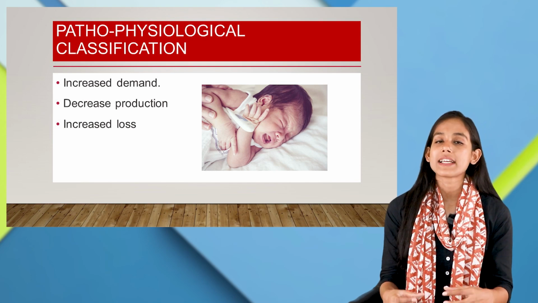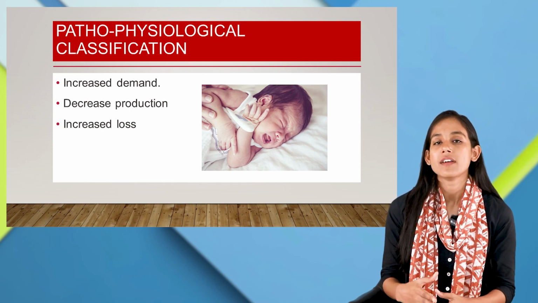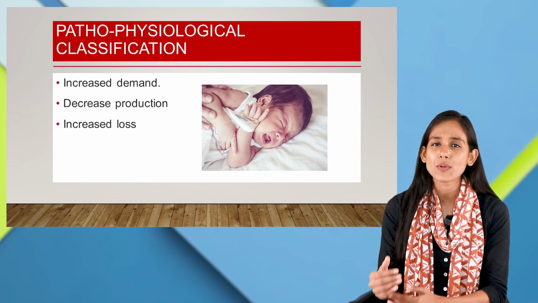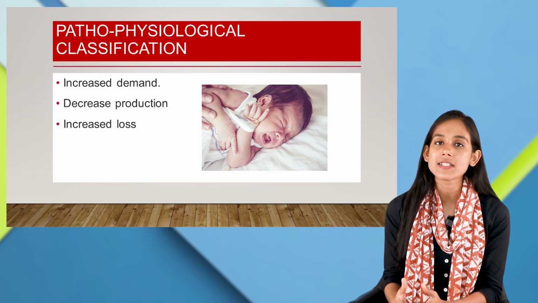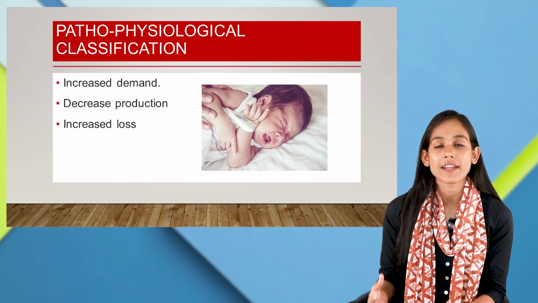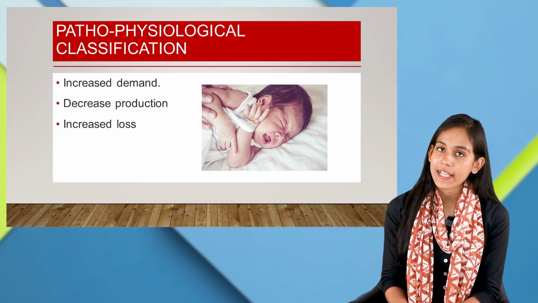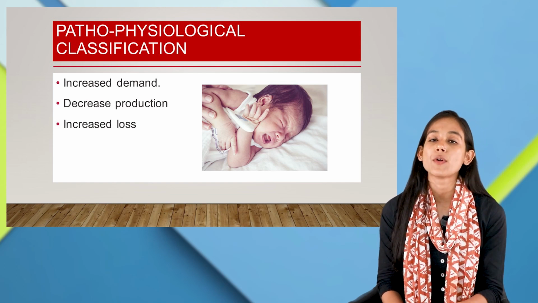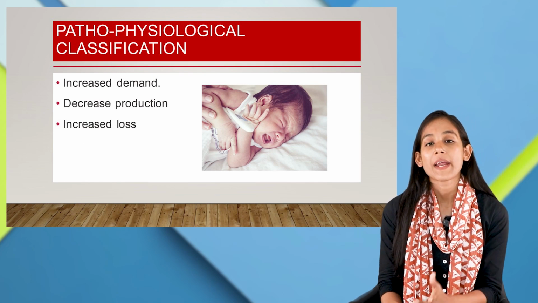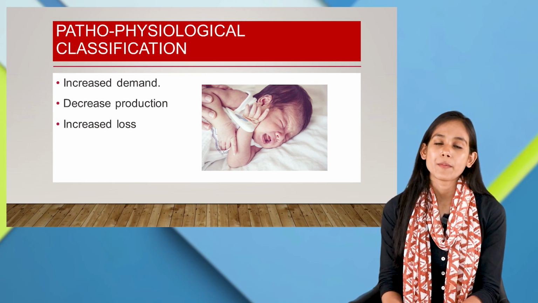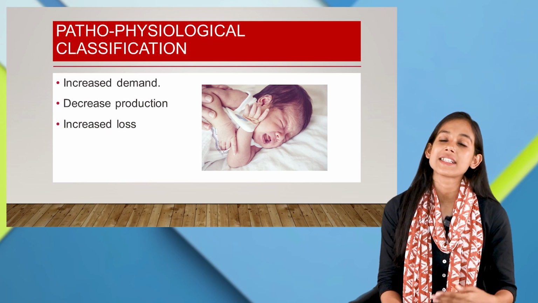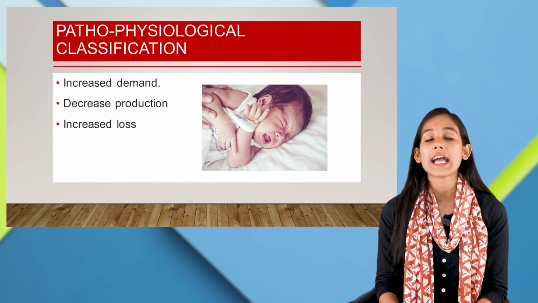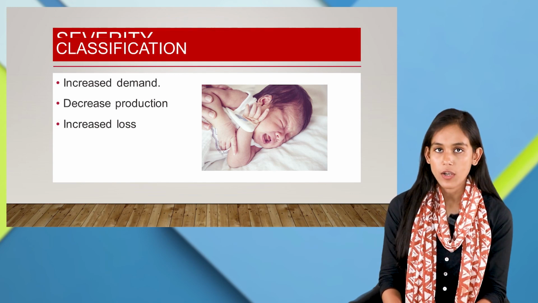Now, as you know, they are at a stage where most of the growth and development occurs, right? So they are growing rapidly, and that's the reason they need more iron. So again, that can be a cause. Apart from infancy and childhood, again there might be pregnant mothers. So during pregnancy, again there is increased demand for iron. Next, there might be decreased production and there might be increased loss.